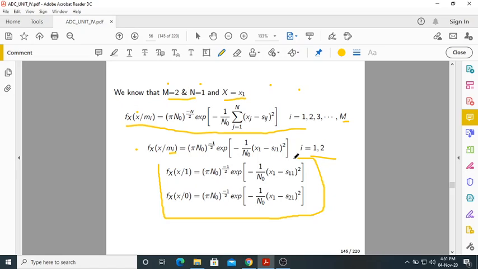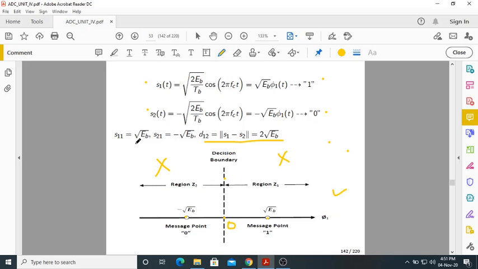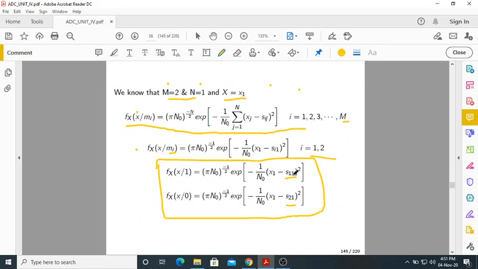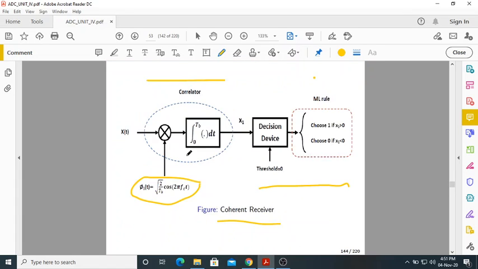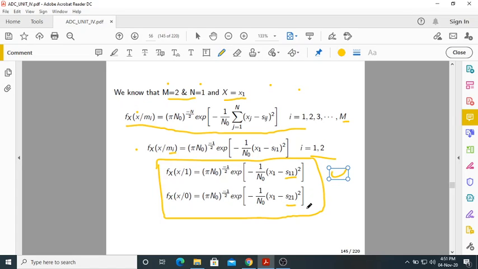So these are the two conditional PDFs: of vector capital X given symbol 1 is transmitted, and of vector capital X given that symbol 0 is transmitted. But let me tell you what S11 is, what S21 is. S11 is root EB. What is S21? Minus root EB. You can substitute here. So substitute those two values also, and this is the complete conditional PDFs. We have two conditional PDFs because we are transmitting two symbols: for symbol 1, for symbol 0.